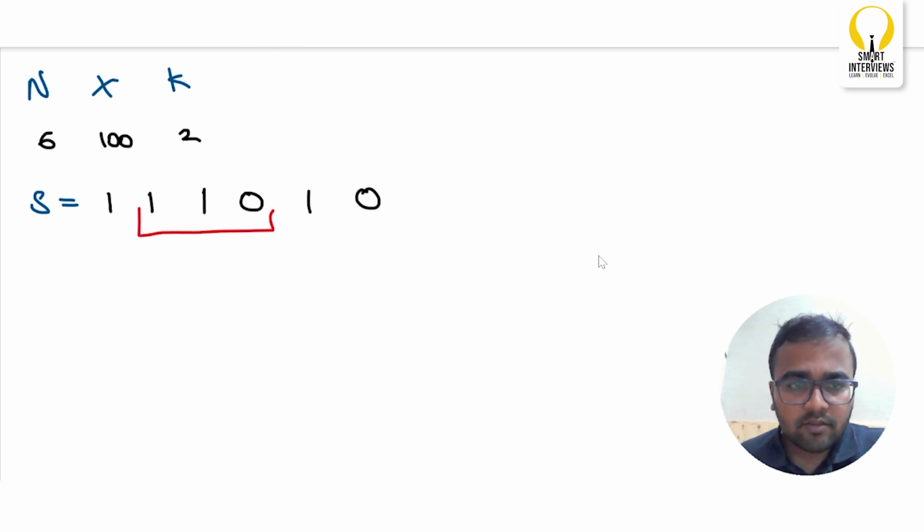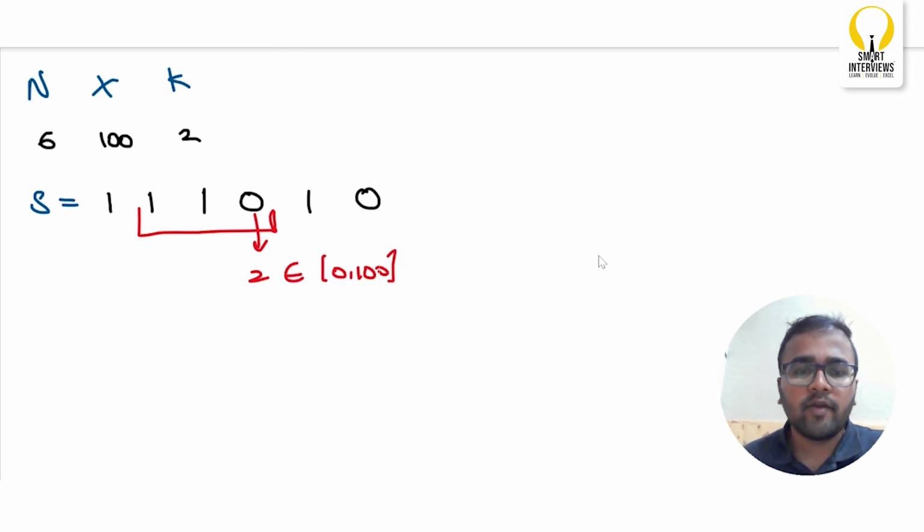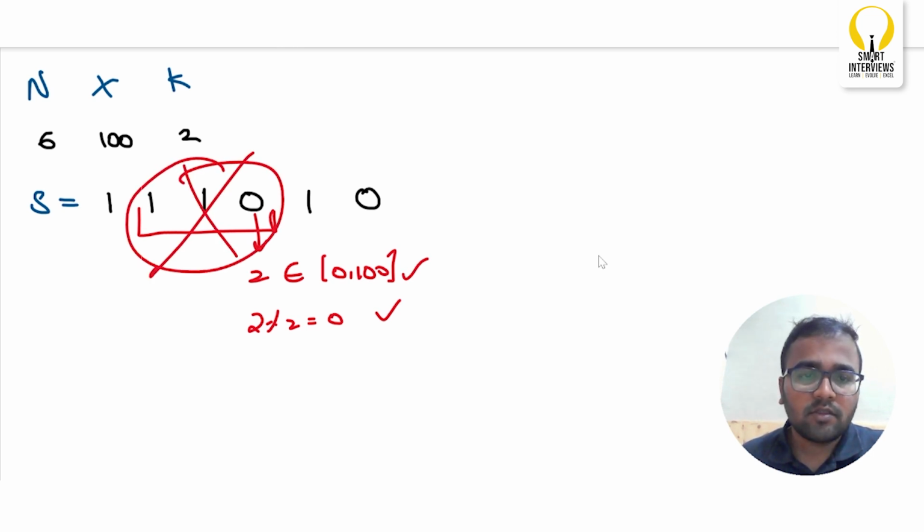Then how? So simple. We need to check for other subsequences. Let's say I'm going to pick this. Is this a valid subsequence? Let's check. The number of inversions with respect to the 0 are 2. So 2 inversions, and 2 is going to lie between 0 to 100, and 2 is divisible by 2. So both are satisfied. I can comfortably remove this subsequence.